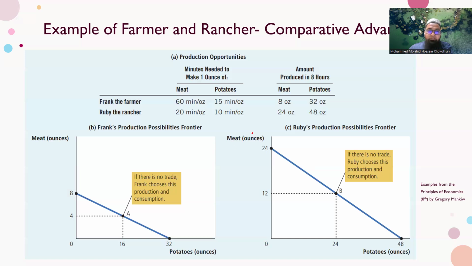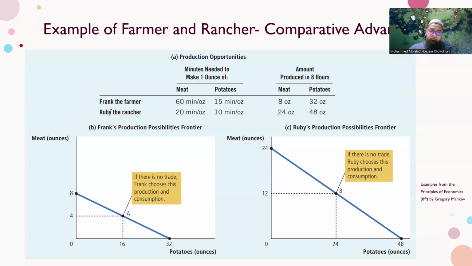Let me give you the example. The farmer and the rancher are living in a place. Let's say no other people are there. The only resource given is time, and they don't have that much of it. So everything they have to do, they do within this. Here, oz means ounces.